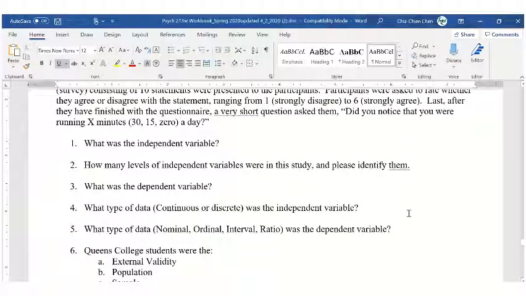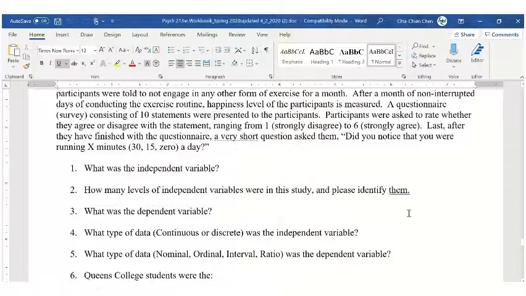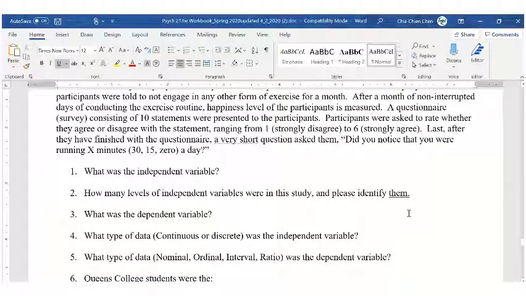Number five, what type of data, nominal, ordinal, interval, or ratio, was the dependent variable? In this case, we don't know that much about the actual questionnaire. But if it's ranging from 1 to 6, I think you can safely say that most likely this is going to be interval. As for ratio, we don't see any zeros in here, so it cannot be ratio. Most likely this is going to be interval.